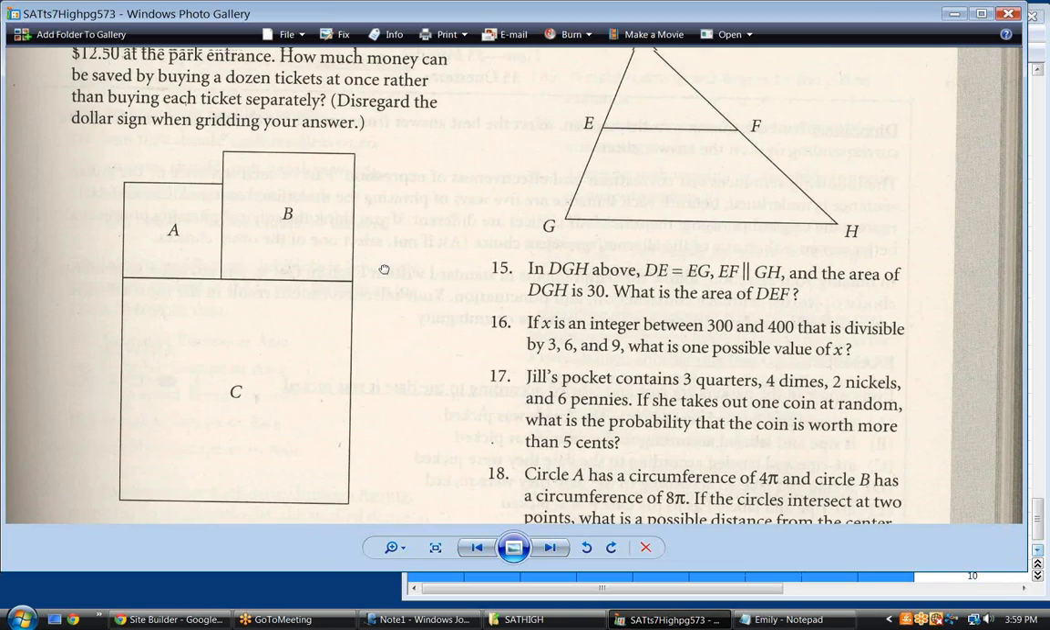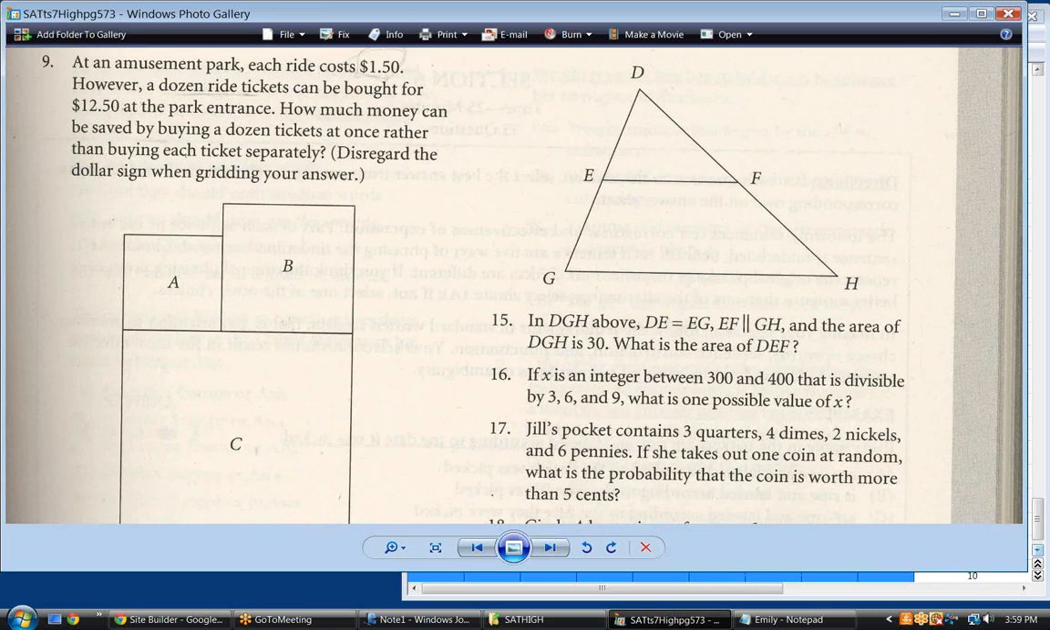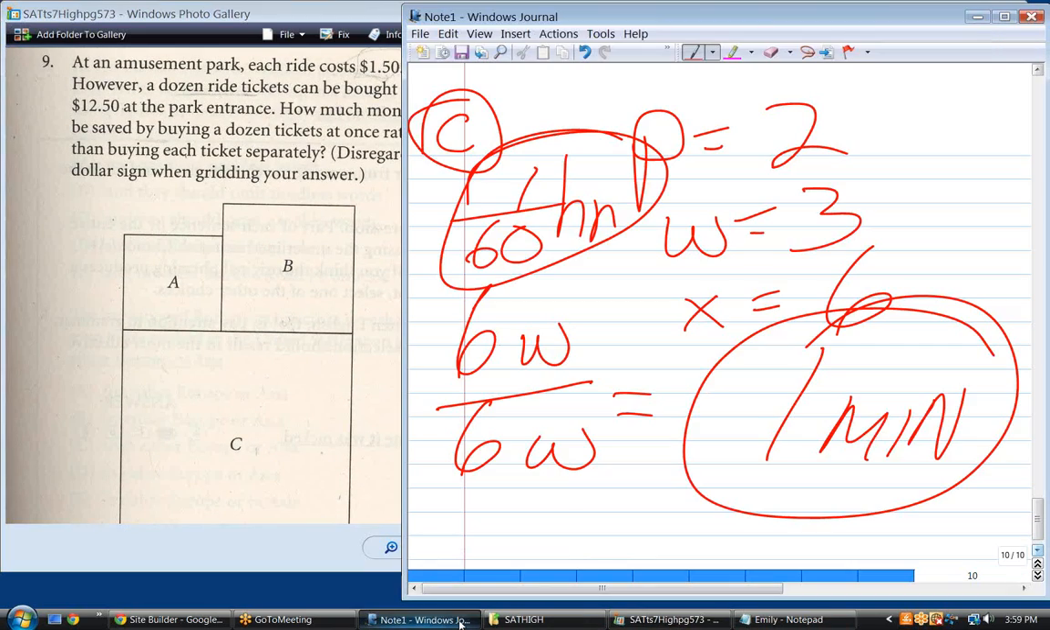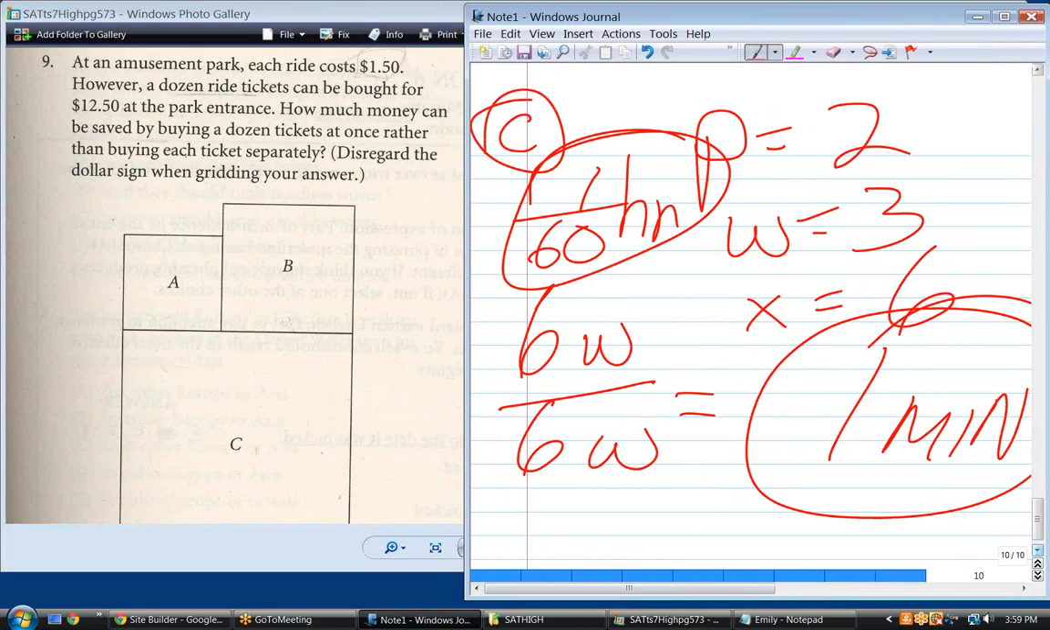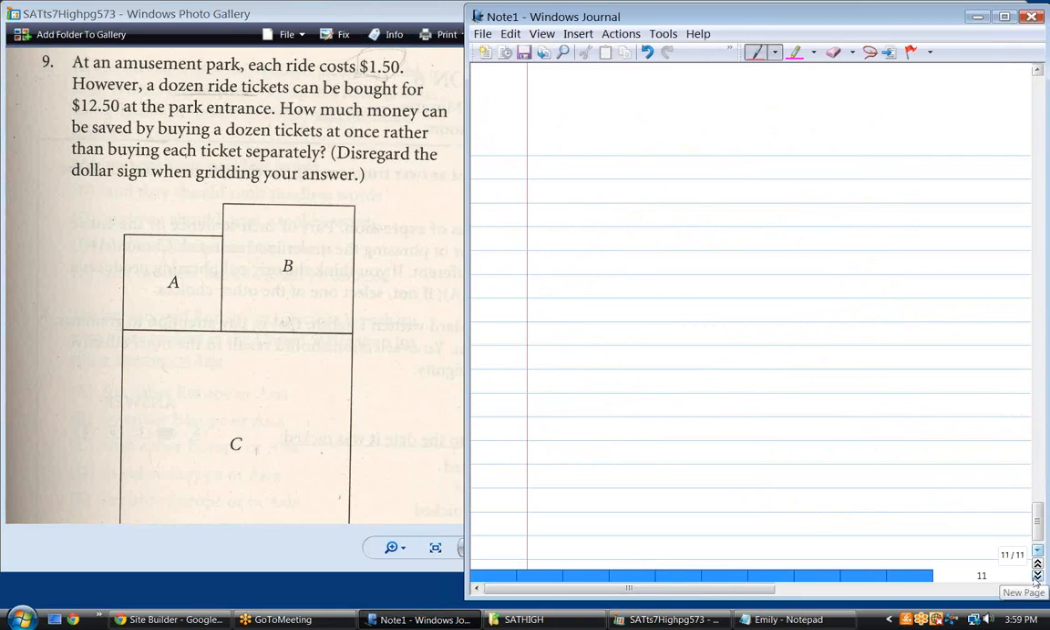Well, these are grid. Oh, so 150 times 12 is 18, so 18 minus 12.50 is 5.5, divided by 12. It's about 46 cents.